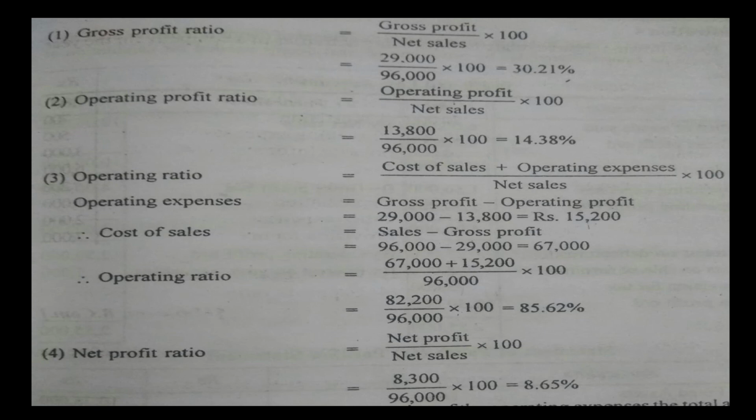Gross profit by net sales, operating profit by net sales, operating ratio: cost of sales plus operating expenses. So only we should memorize the formula first. Without memorizing the formula, you can't do the sum. Okay, you have to memorize each and every formula. Only then you can do the sum easily. Without knowing the formula, how can you do the sum? Okay, so that's it. So that is your answer here.